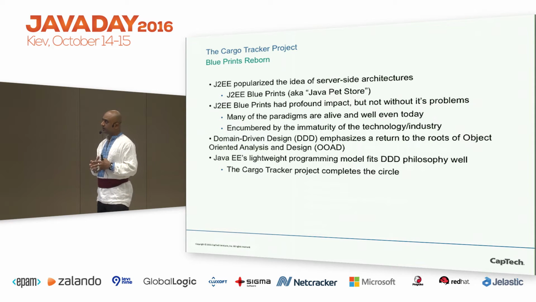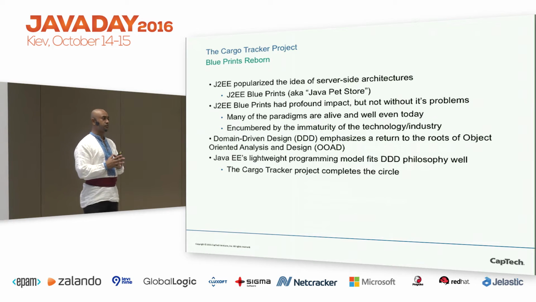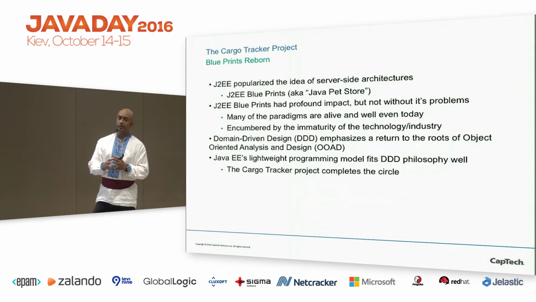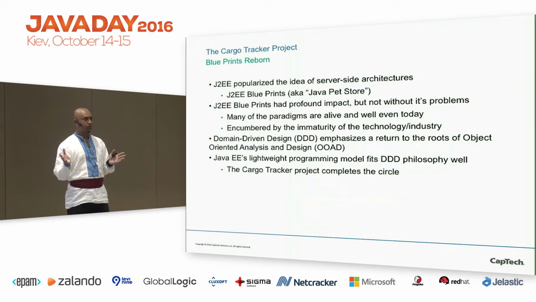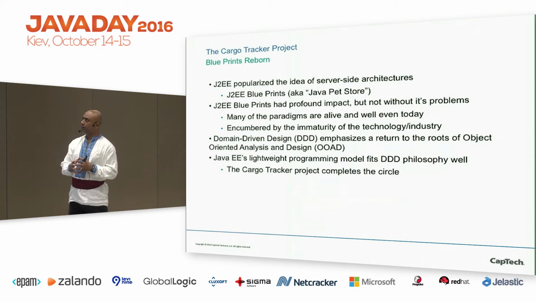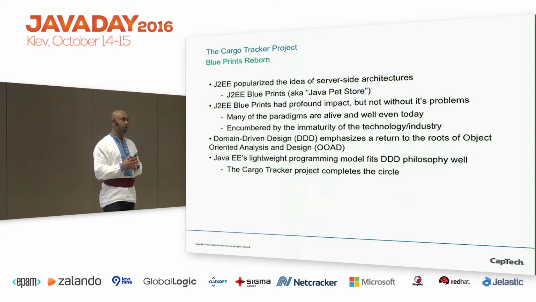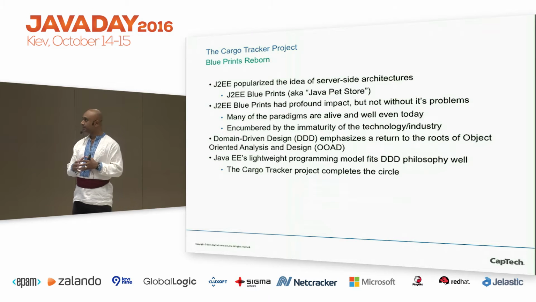So what changed that was actually a very, very innovative concept that came out of Sun Microsystems called the J2EE blueprints, or the Java Pet Store, and hopefully some of you have heard of this. So basically, what that project tried to do is actually bring some design patterns into server-side Java. And actually, that project has been wildly successful. We are still living with the legacy of the J2EE blueprints, whether you realize it or not.